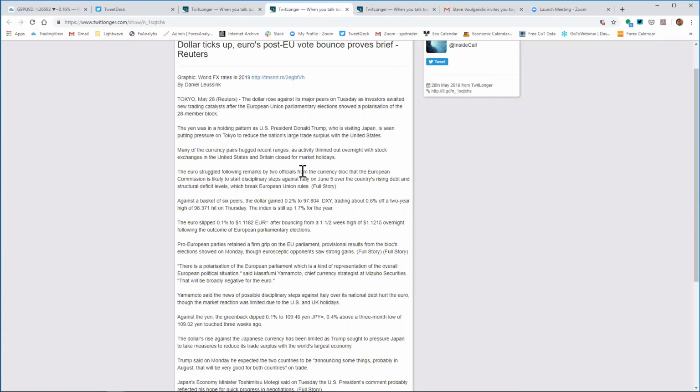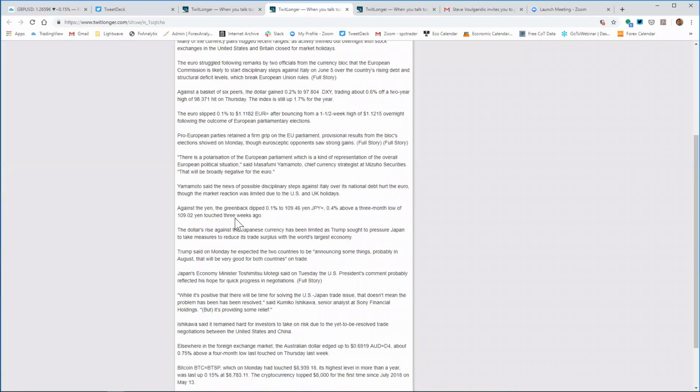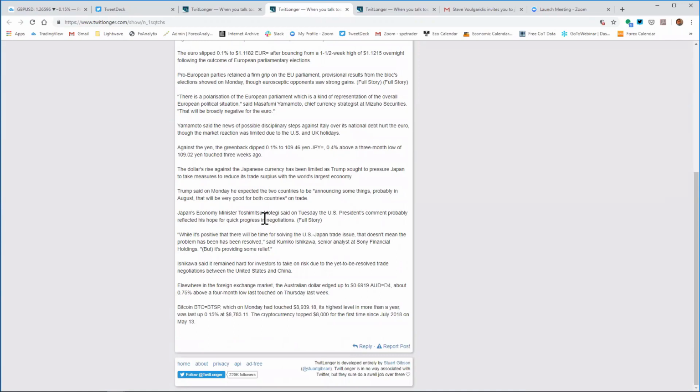debt. There's a polarization in European Parliament, which is kind of a representation of the overall European political situation, said Masafumi Yamamoto. Yamamoto says the news of possible disciplinary steps against Italy over the national debt could hurt the euro, or did hurt the euro, though the market reaction was limited by the U.S. and U.K. holidays. Japan Economic Minister Motegi said on Tuesday the U.S. President's comment could probably reflect his hopes for quick progress in negotiations.